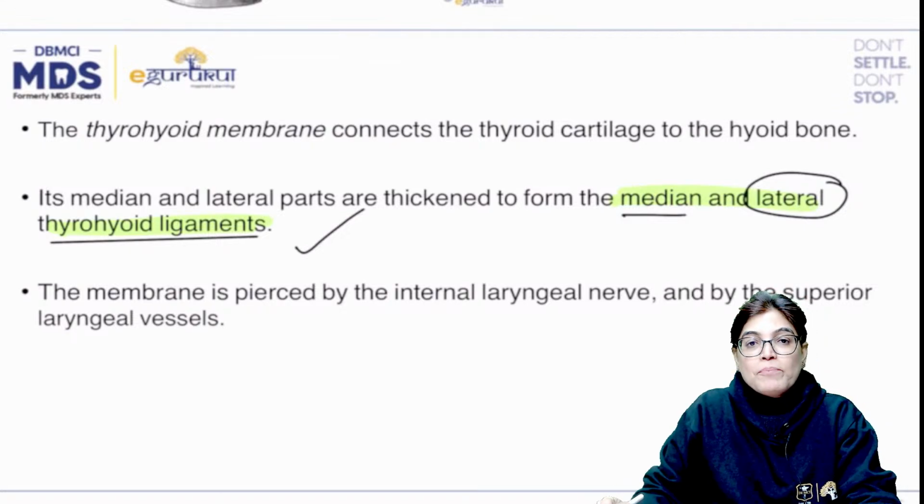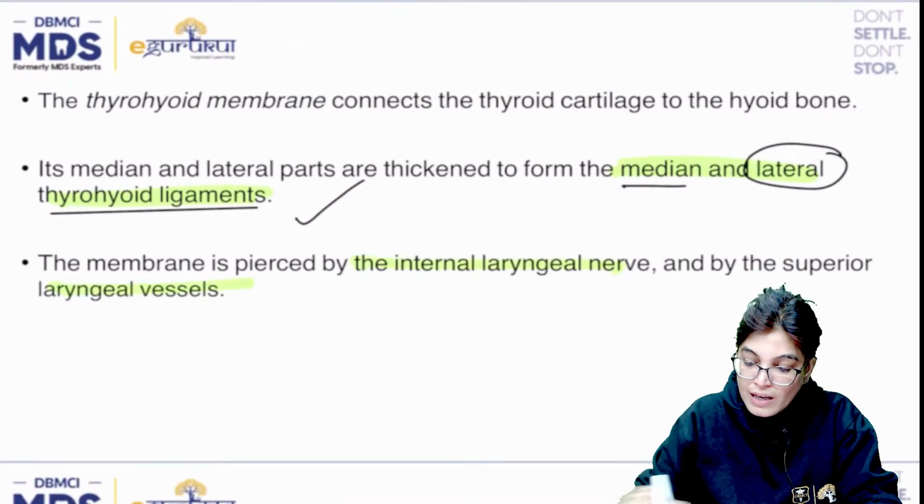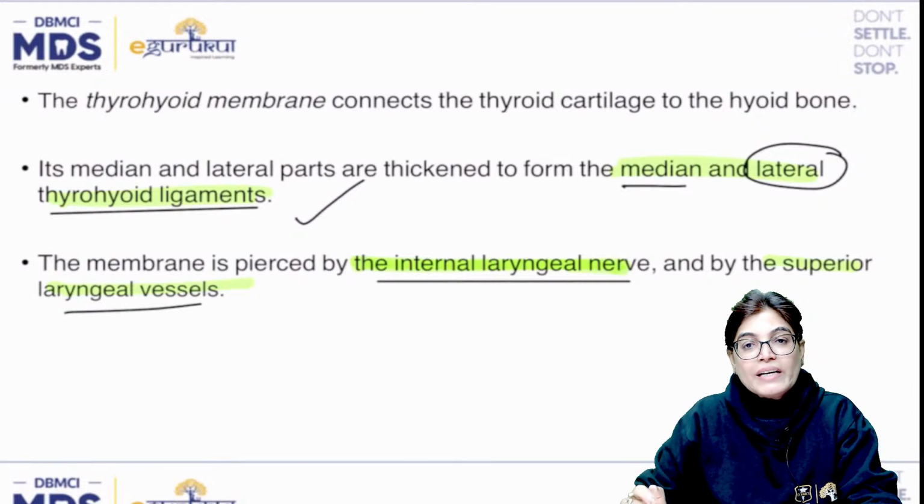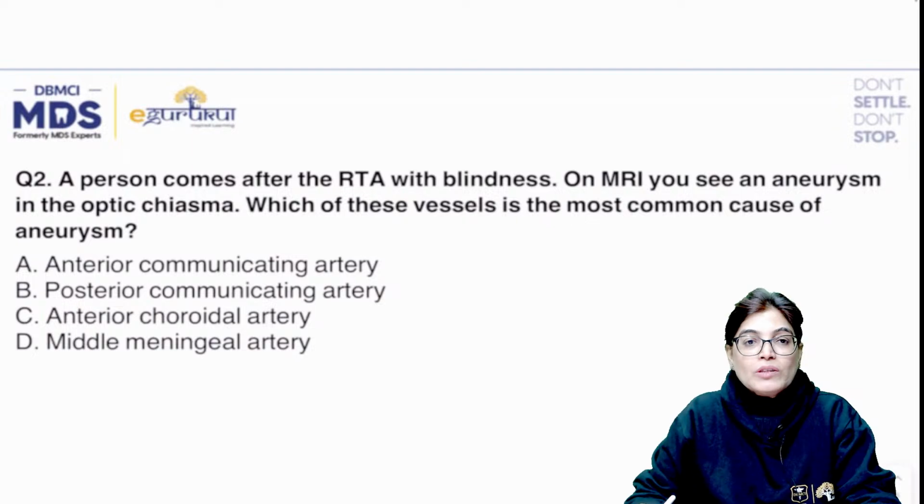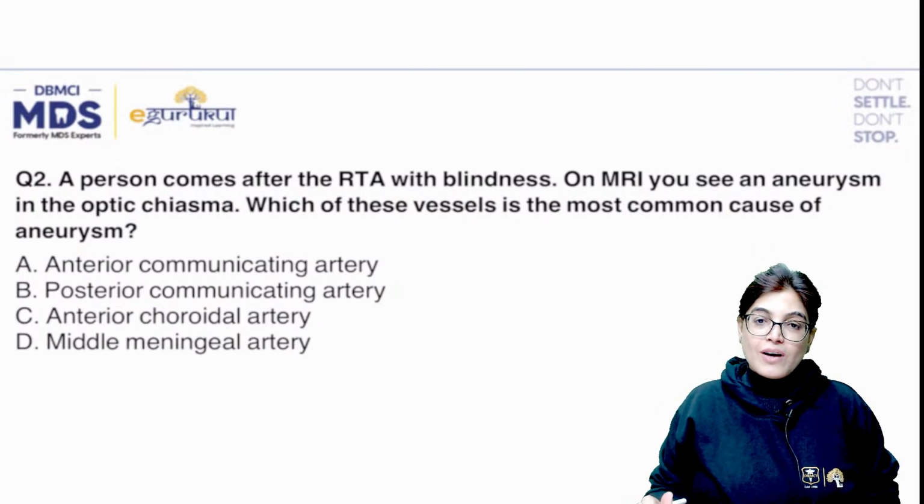The piercing of the thyroid membrane is done by one nerve and one vessel. The name of the nerve is the internal laryngeal nerve and the name of the vessel is the superior laryngeal vessels. Now, can we move on to the next important question? A rapid recapitulation. So let's talk about the second one.